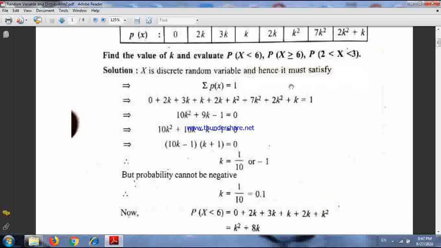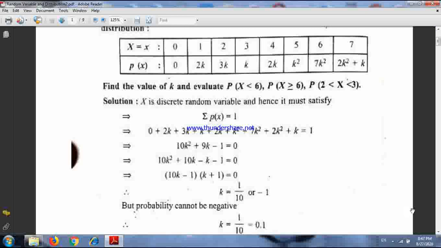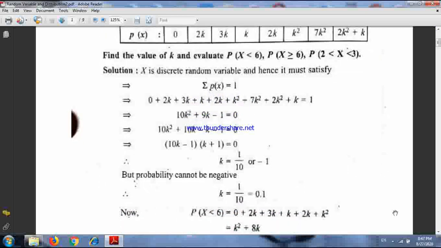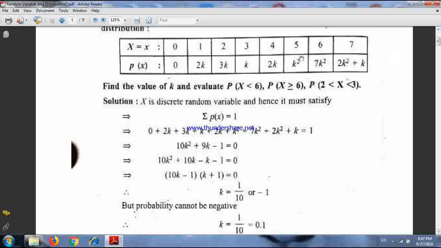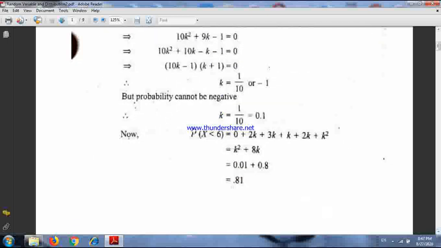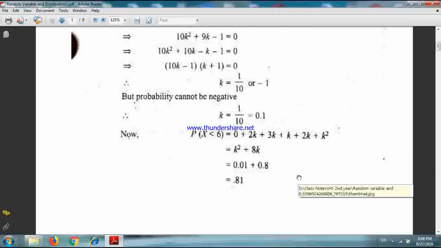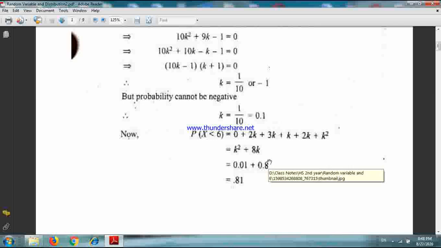Next, to find probability x less than 6. You see, in the discrete case, less than and strictly less than are different things. Less than 6 means strictly less than 6. So how many possible values are there? Less than 6 means 5, 4, 3, 2, 1, 0. So either probability x equals 0 or x equals 1 or 2 or 3 or 4 or 5. So we sum up 0 plus 2k plus 3k up to this, and what we get is k square plus 8k, and then we put the value of k. So the required probability is 0.82.